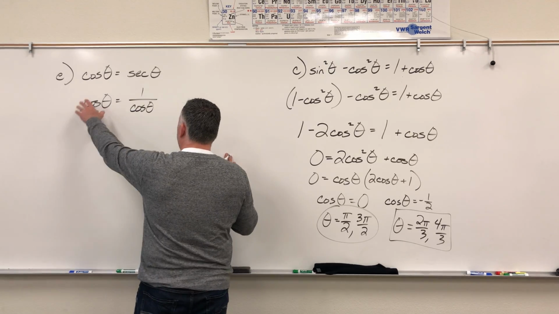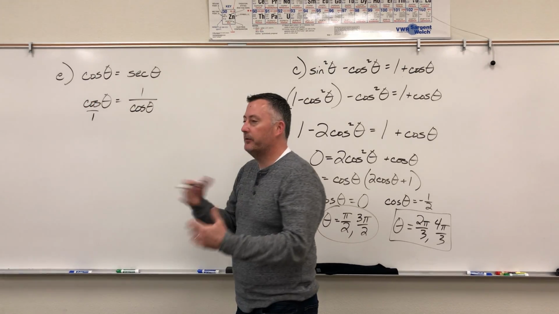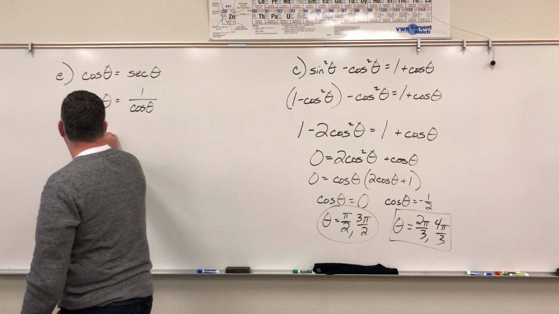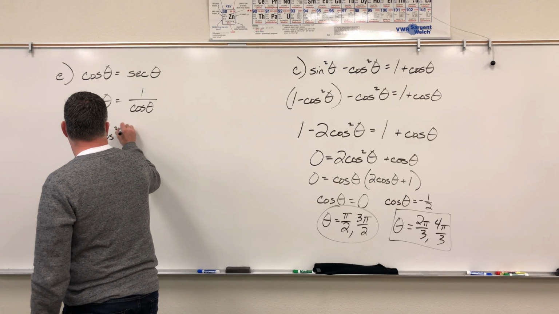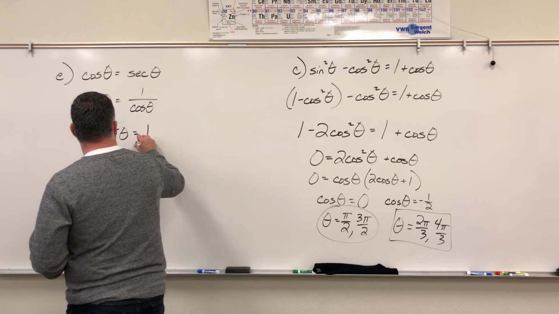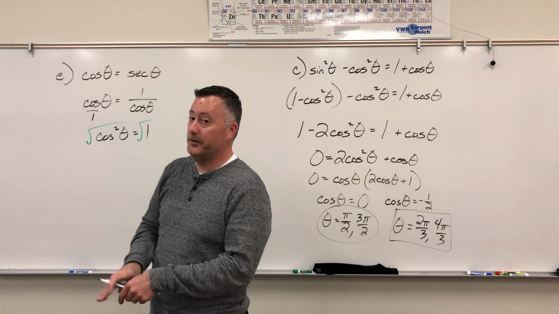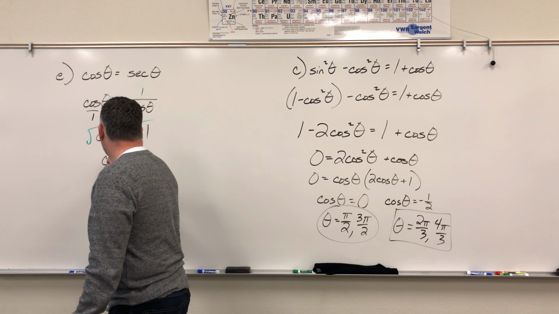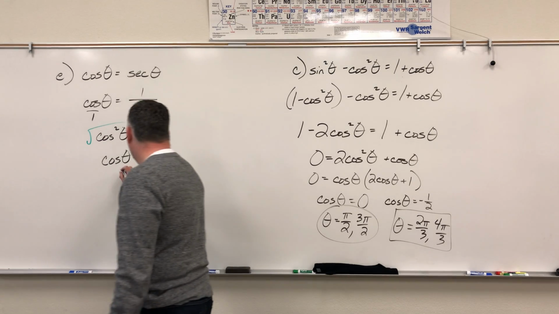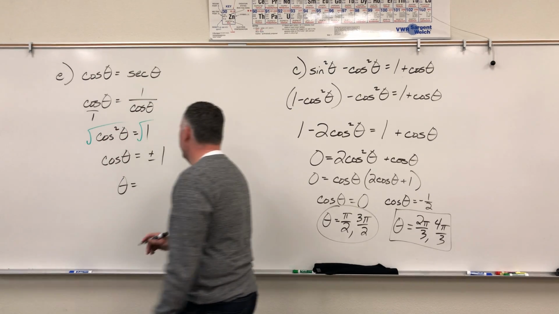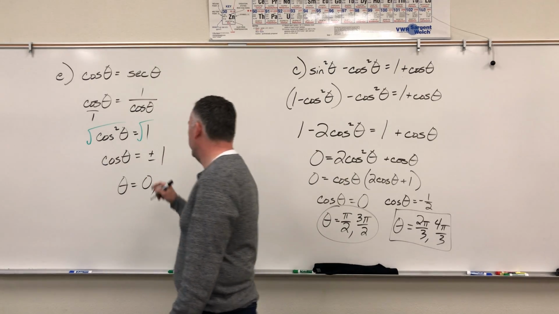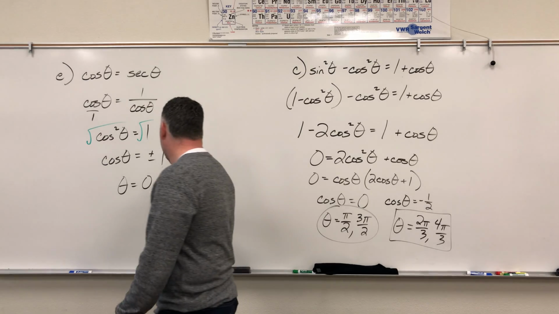So anyway, let's get rid of the fraction. Getting rid of fractions is always nice. So cross multiply. Square root it. And again, if you introduce that square root yourself, put that plus or minus in there. And then cosine is going to equal 1 when theta is 0, and it's going to equal -1 when theta is pi.